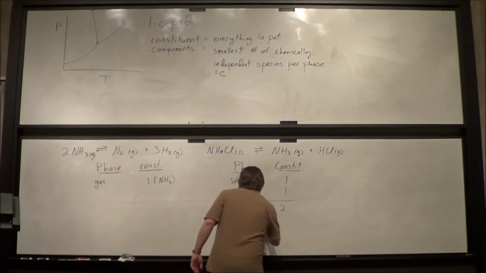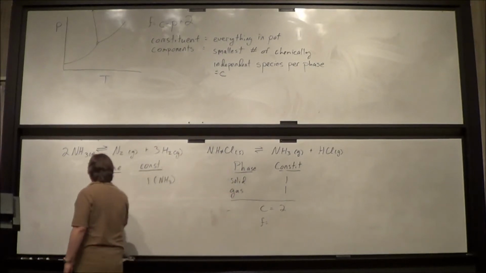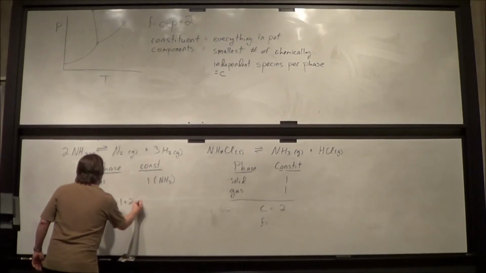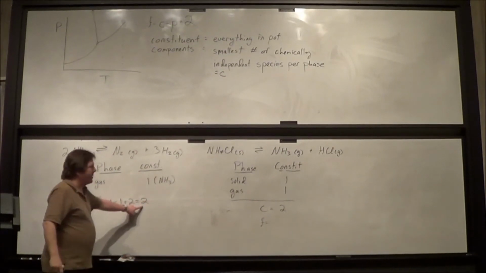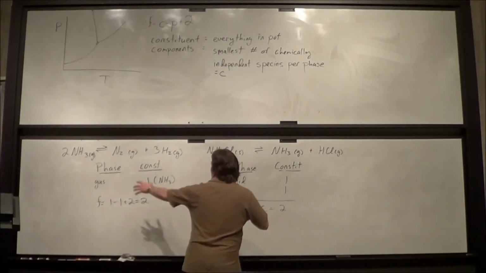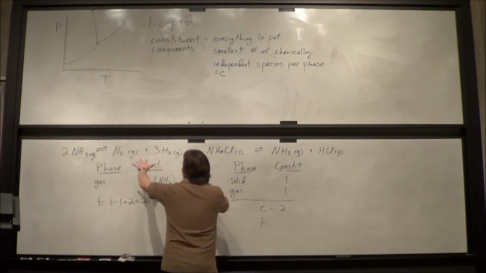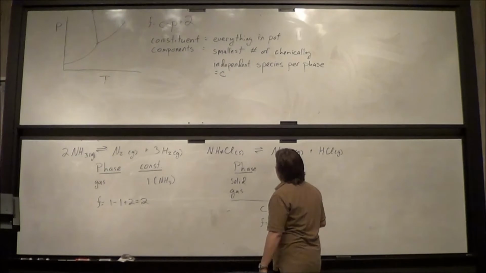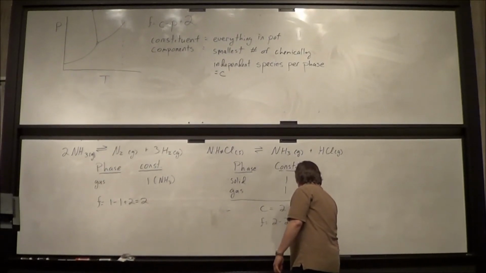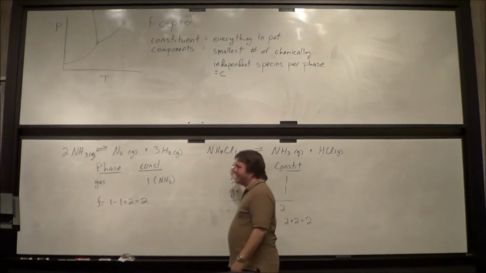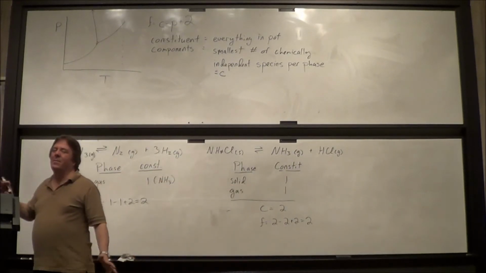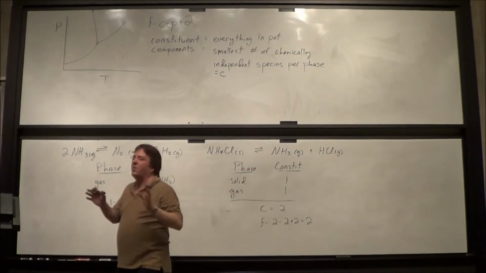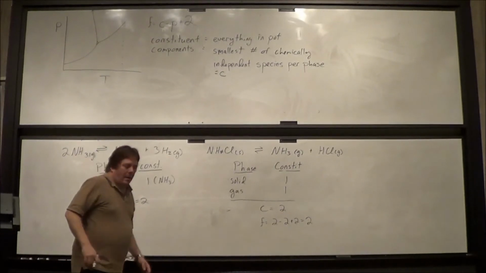And let's also do the calculation. I should have done this before. 1 minus 1 plus 2 is 2. And basically that means you can still control temperature and pressure. And you may change this equilibrium, but you'll still have all of it there. And 2 minus 2 plus 2 is still 2. Still the same idea. You can still mess with temperature and pressure and keep your solids and gases. You may shift the equilibrium, but they're still there. That's what's important.